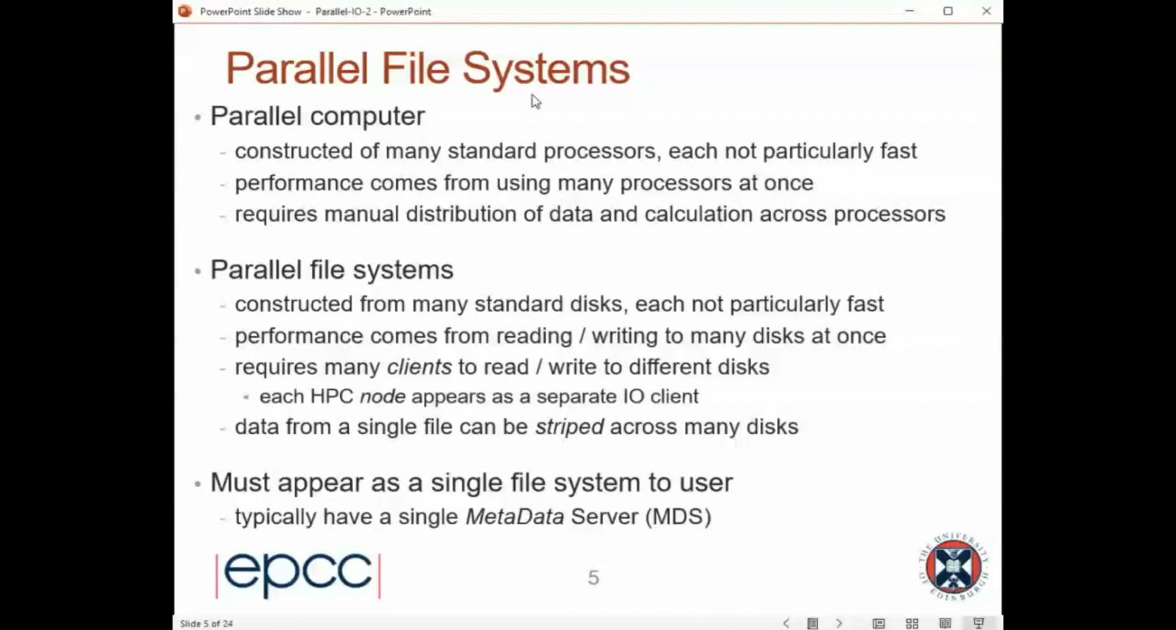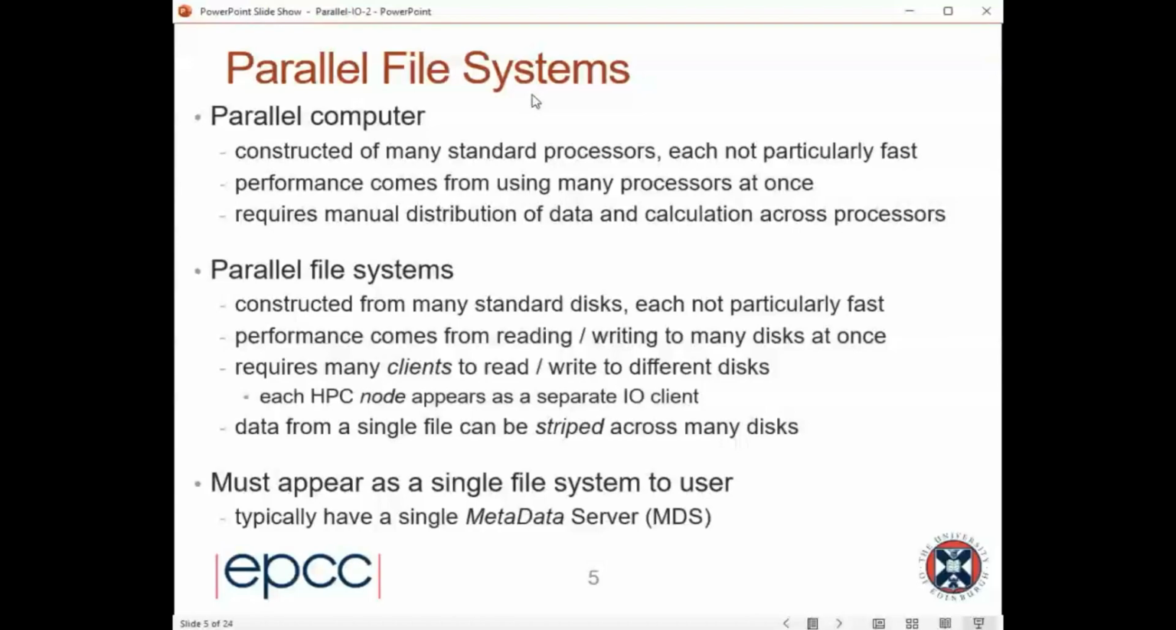But the corollary of that is it's up to you, the user, to manually distribute data and calculation across processes. It won't happen automatically. Somebody has to write the parallel program that distributes both the data and the calculation across these processes. So parallel, and the reason we do that is that we can't make processors any faster.